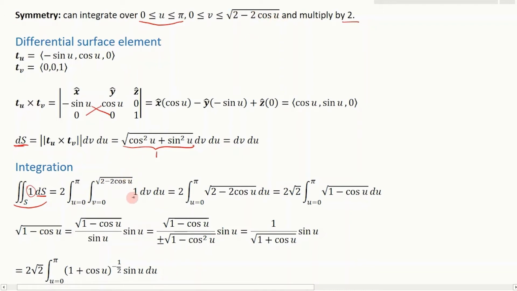The integrand is 1, and then don't forget, this dv du is without a scaling factor because we've shown that this part is 1. So we've already shown that Tu cross Tv is a unit vector. Now we get 2 times the integral, u going from 0 to pi, of this square root. Then in the next step, I factored out square root of 2 from this.